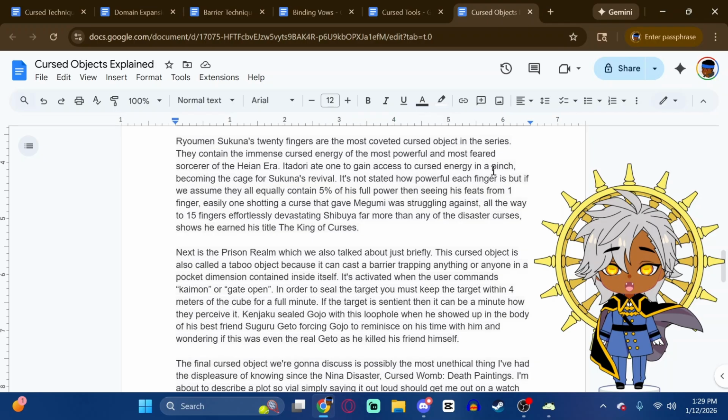And as we know, Yuji ate one of his fingers when he was pretty much in dire need, leading to Sukuna's revival. Now, it's not stated specifically how strong each of his fingers are, but I would like to believe that each finger is about 5% because he did seal himself, I would assume evenly amongst all 20 of his fingers. And as we know, 5 times 20 would be 100. That would be 100% of his power. So he was able to easily one-shot the curse that Megumi was fighting. And then when he had the 15 fingers, he was able to effortlessly destroy pretty much all of Shibuya while fighting the disaster curse, and then also fighting Mahoraga.